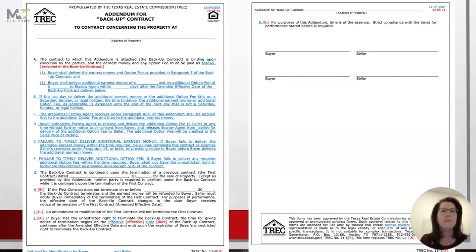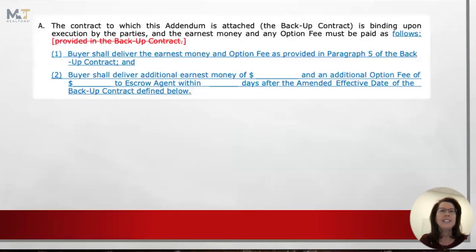So I know you're having a hard time reading it. So let's take a closer look at it so you can see what it is. It says the contract to which this addendum is attached, the backup contract, is binding upon execution by the parties, and the earnest money and the option fee must be paid as follows.